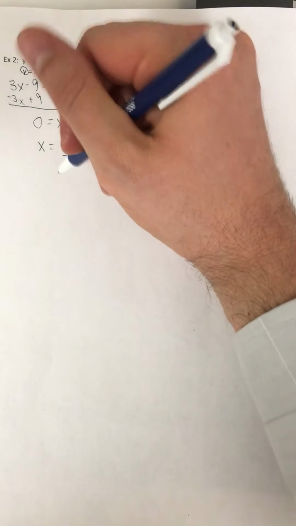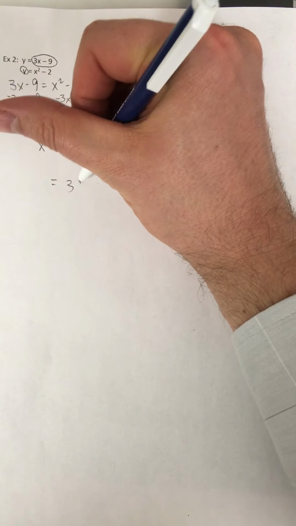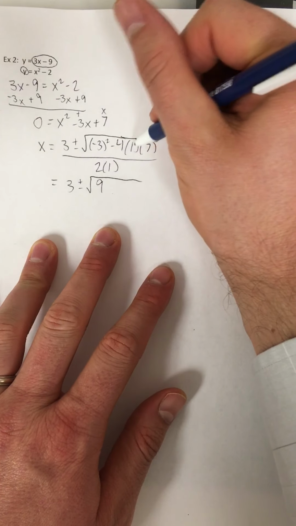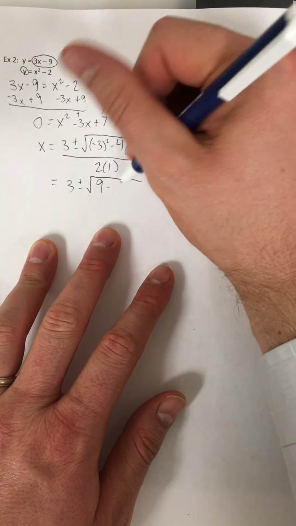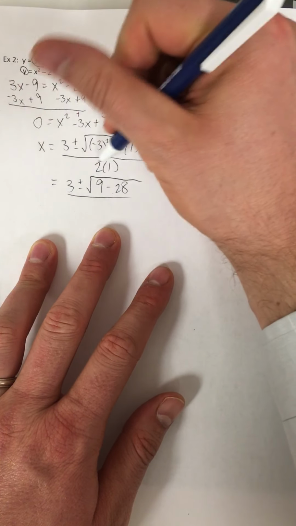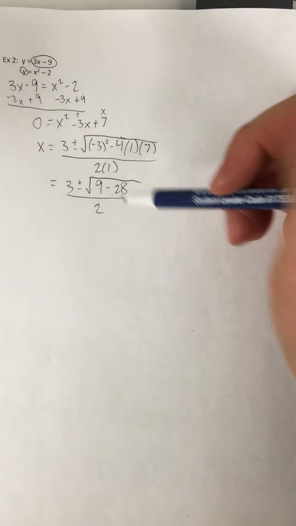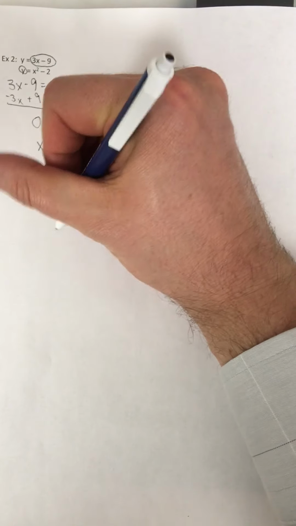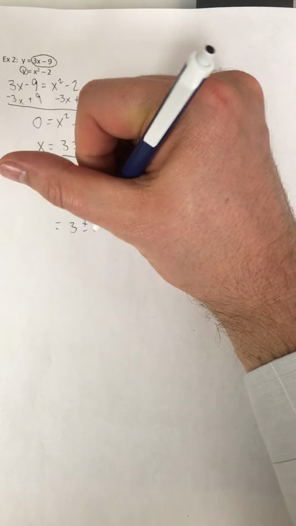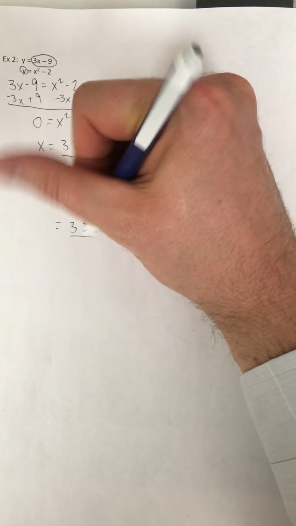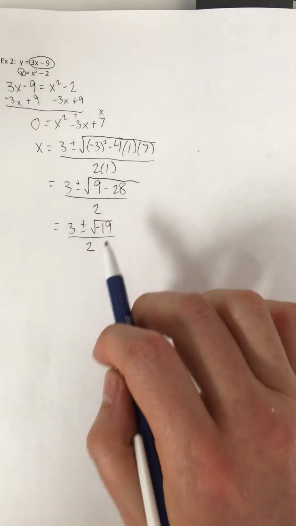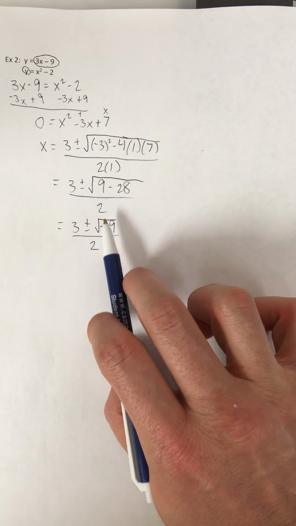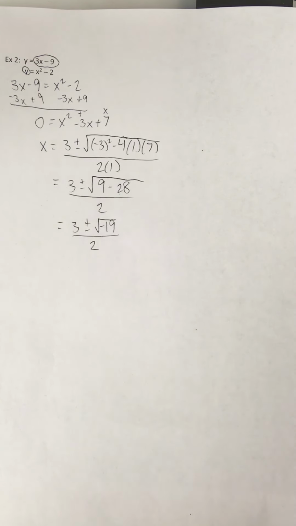Now let's work out what's inside. So that's going to be 3 plus or minus the square root. Negative 3 squared is 9. Negative 4 times 1 times 7, that's going to be minus 28, all over 2 times 1 is 2. Now what's 9 minus 28? That's negative 19. 3 plus or minus square root of negative 19 all over 2. Now I'm noticing there's a negative under the square root. What's that mean? It means you'd have i in the answer. It means it's not a real number.